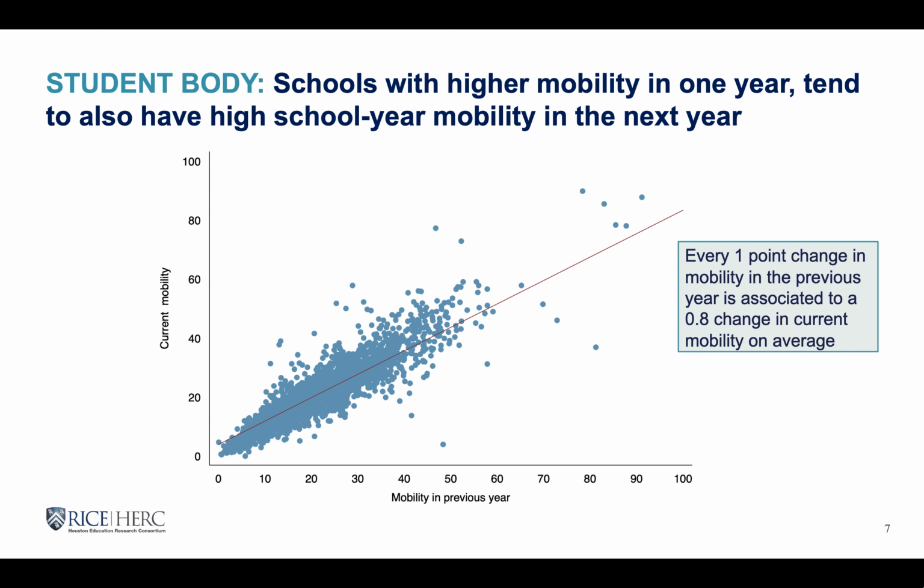This means that on average, every 1 point change in mobility in the previous year is associated to a 0.8 change in current mobility. So, for instance, if mobility in the previous year was 50 students per 100, in the current year, mobility would be estimated to be 42 students per 100. Across all of our analysis, the relationship between these two factors is the strongest and most consistent. In the next few slides, we will show you which other factors also influence mobility.